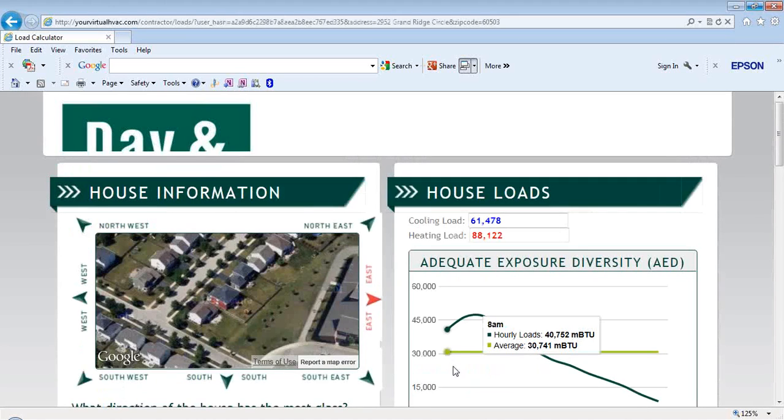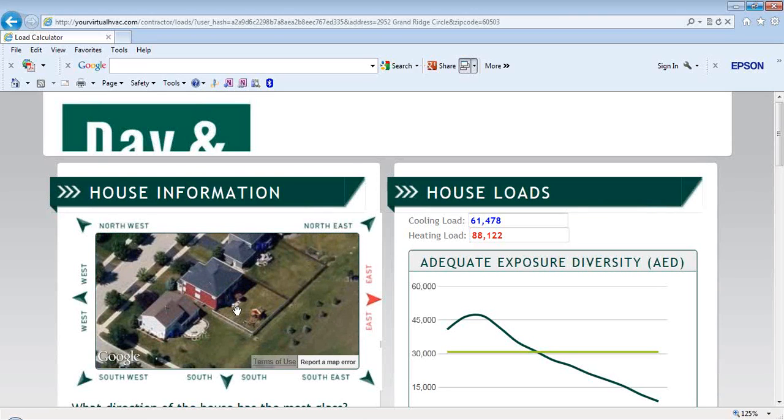So I do that and it pops up here with some basic information. Right here is the house. It's this red one here. I can zoom in a little bit better so you can see. So there's the house. Over here is its first guess at what the loads might be. 61,000 BTUs cooling, 88,000 BTUs heating.